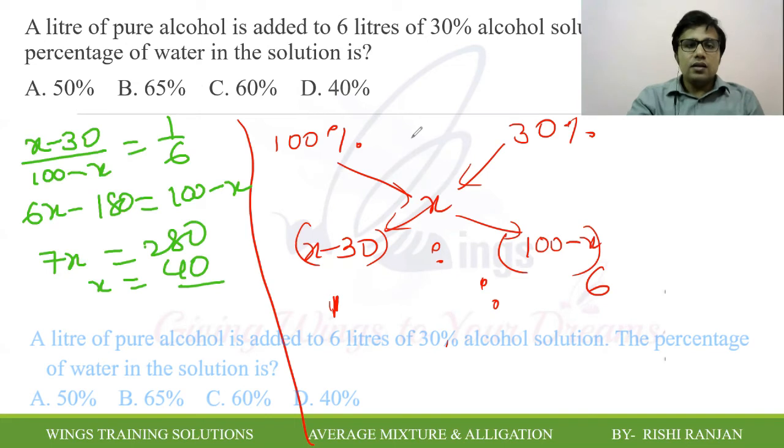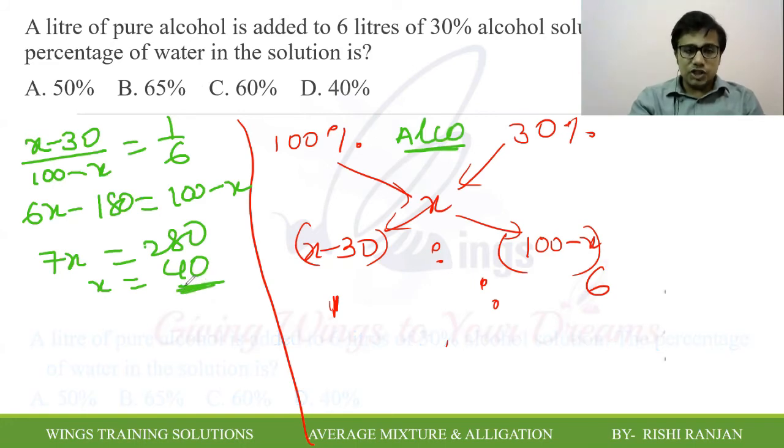We have taken the concentration of alcohol, and what we have got here is the concentration of alcohol in the overall mixture. But what they are asking is the percentage of water, not the percentage of alcohol. So if the alcohol is 40%, the remaining 60% will be water. So the water concentration is 60%.